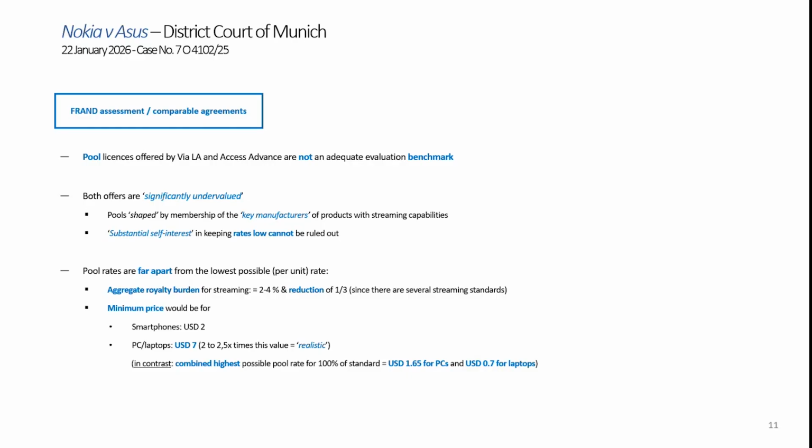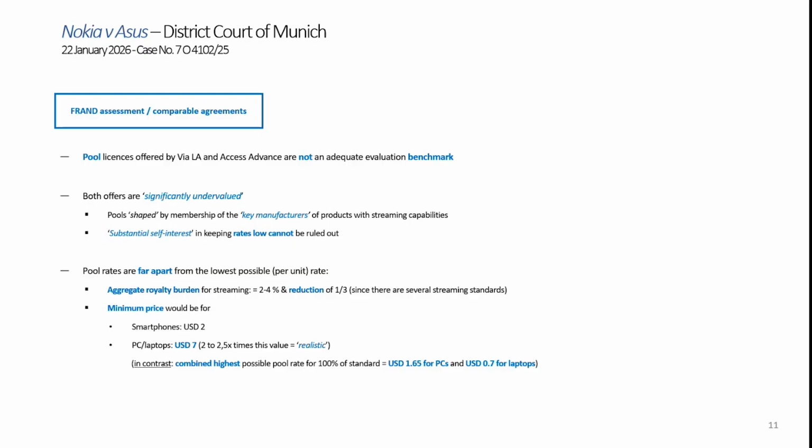And the court added here that this amount would be 2 to 2.5 times lower than what would be realistic. So you could basically charge 2 to 2.5 times the $7 and still be at a realistic level of royalties for the HEVC standard. Now, the court said if you take these numbers and compare them to the numbers that you would get if you combined both pools and calculated the 90% shares or extrapolated that to 100%, you would reach a number which is significantly lower.